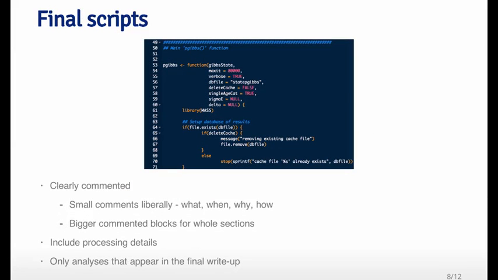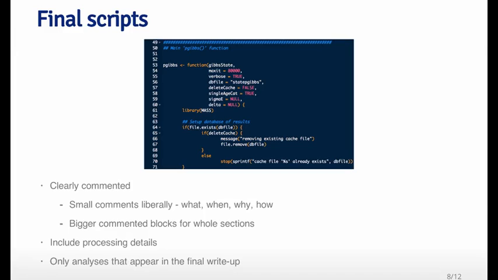Final scripts will be much more clearly commented. You'll have maybe bigger comment blocks for whole sections of code, and lots of small comments explaining what's going on. Any processing details, any code that's used to process the raw data, would be important to include. Basically, these final scripts you want to clean up for any analyses that would appear in a final write-up or paper. When people see a final product like a paper or a report, they should understand what processing and analysis scripts went into it, so they can see the chain of events that occurred.